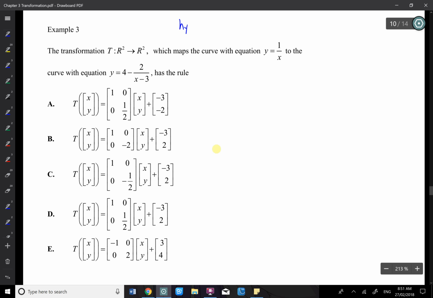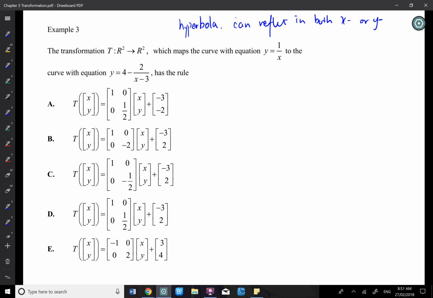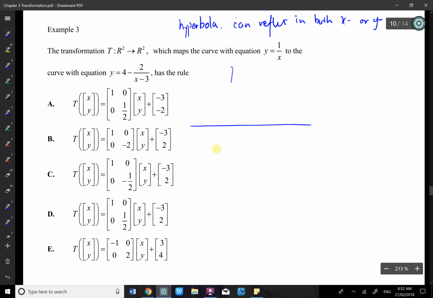Hyperbola is that type. A hyperbola can reflect in both the x-axis or the y-axis. Or I can say, what kind of graph can we do that with? Like what is called an odd function. Similar to an odd function, you have this part, and when you reflect it, it looks the same. The requirement for an odd function is that it must be symmetrical about the origin, right?